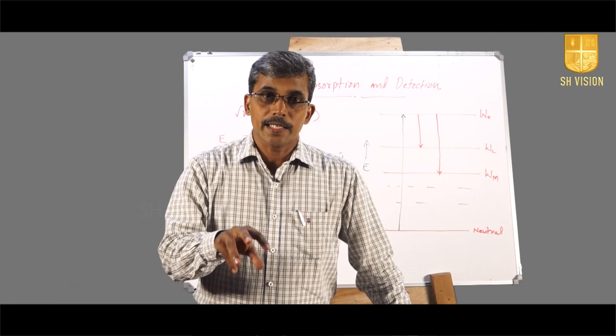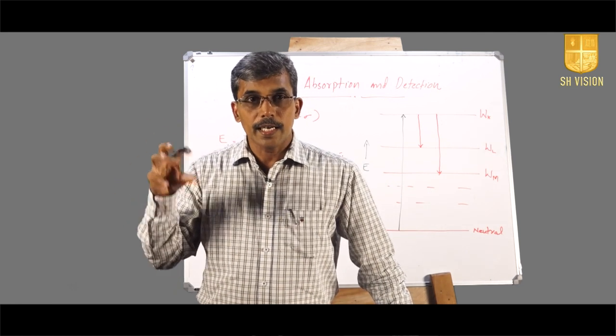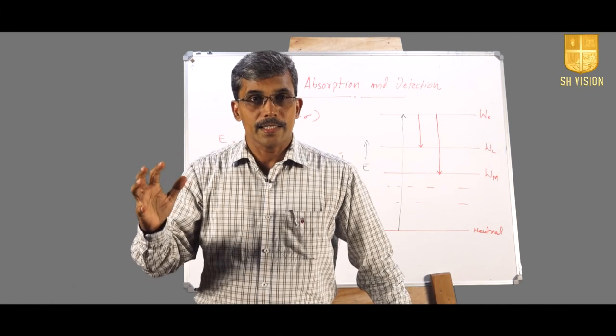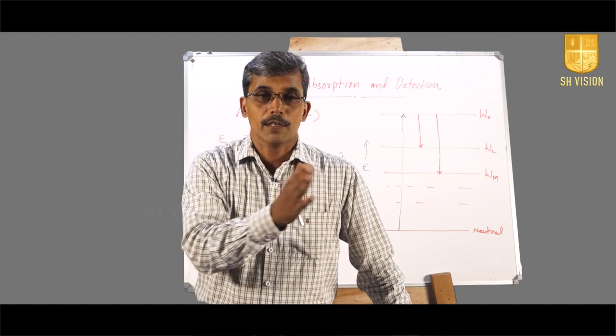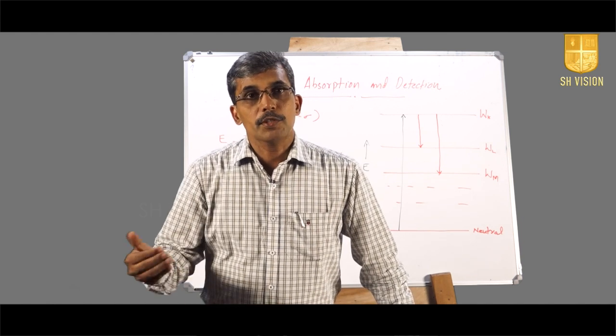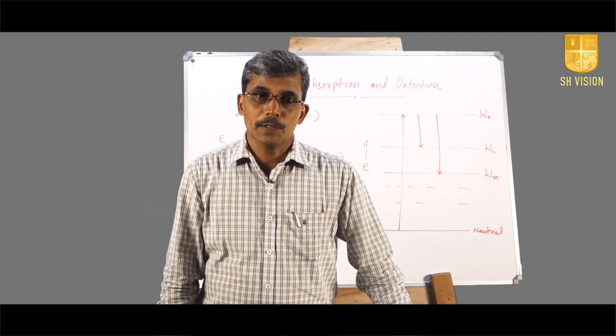So when this high intense X-ray is used and diffracted, it will come out, and that should be collected and analyzed. That is our information about the nature of the crystalline structure. So for that we should have proper detectors. Mainly three types of detectors are used.